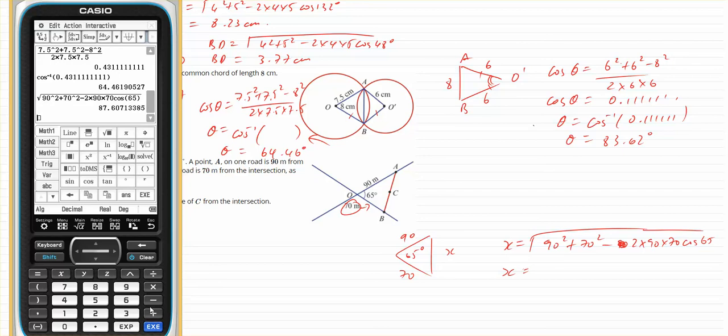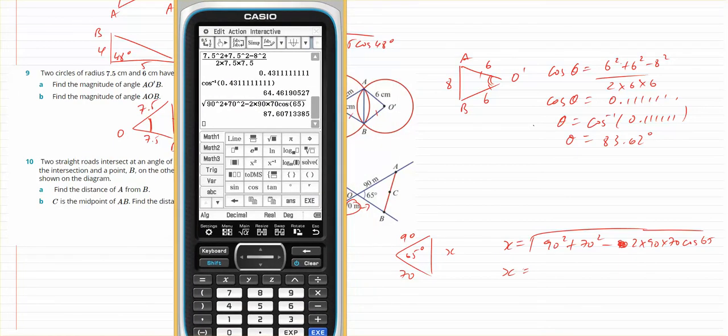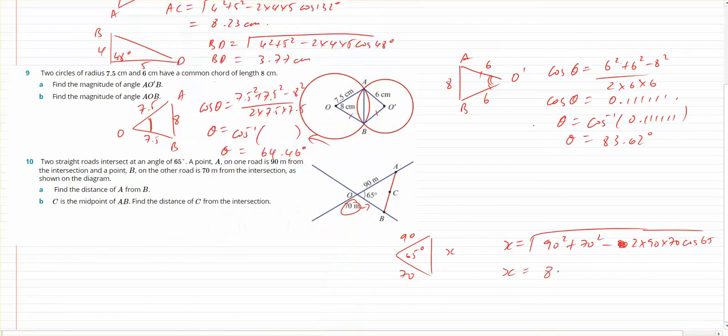and we get 87.61, and this is in meters. And that equals X represents AB. So that's AB. C is the midpoint of AB, so it's the middle of AB. Find the distance from C from the intersection.